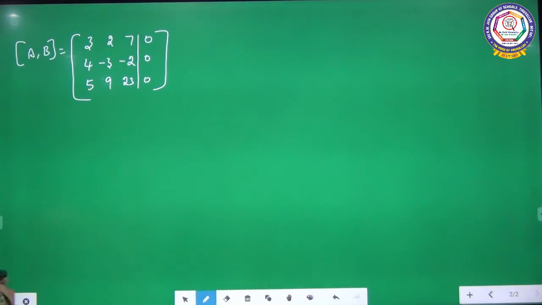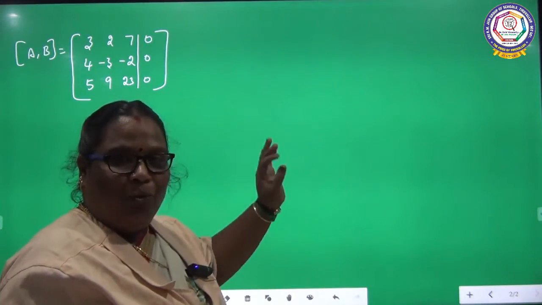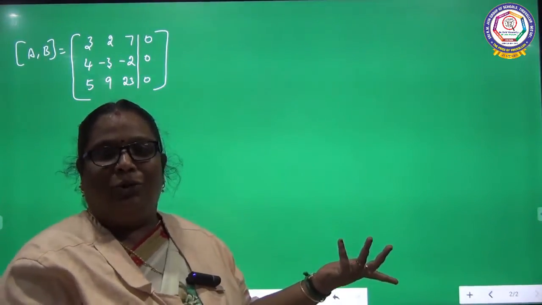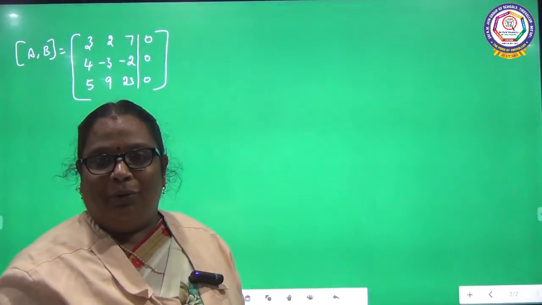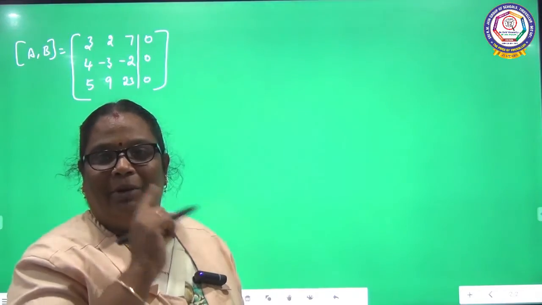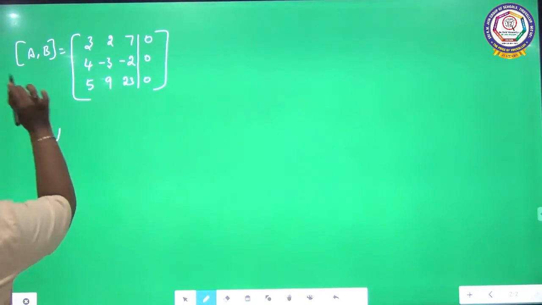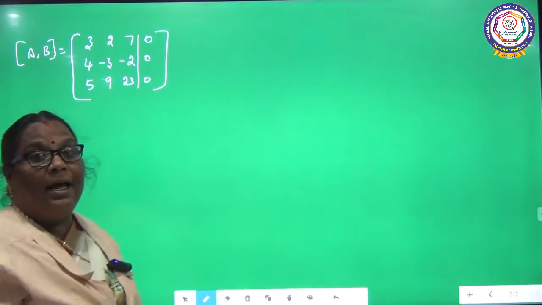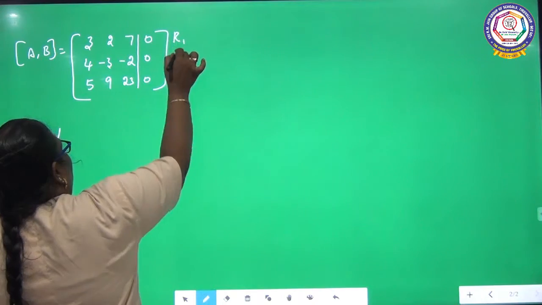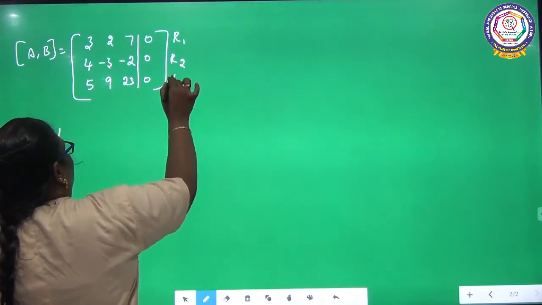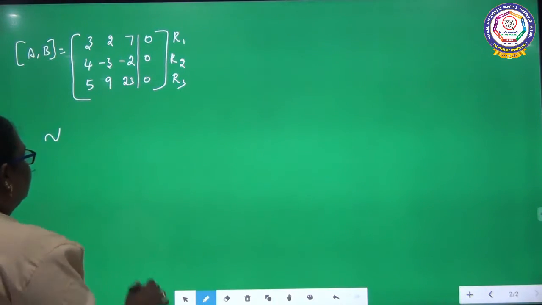We will start the rank method. See here, is any element 1 there? No, there is no 1 in the given matrix. But what will we do? We will think of the elimination method. See here, we will start the rank. What symbol can we put? That is the equivalence symbol. This is R1, R2, R3.